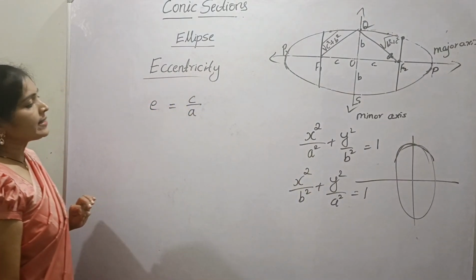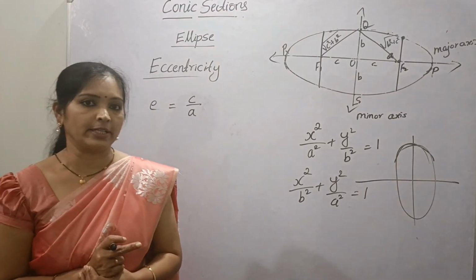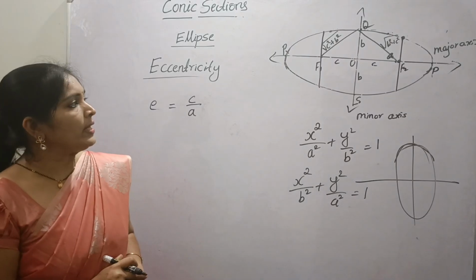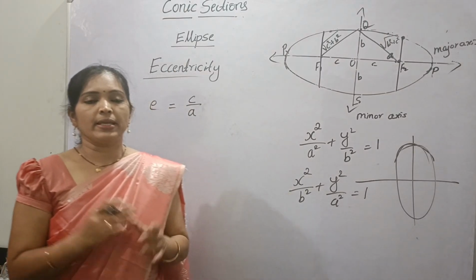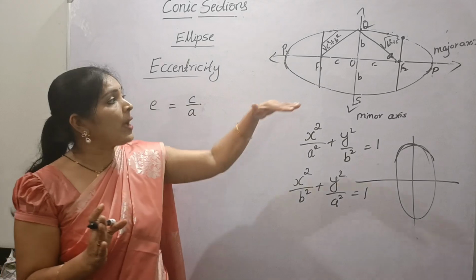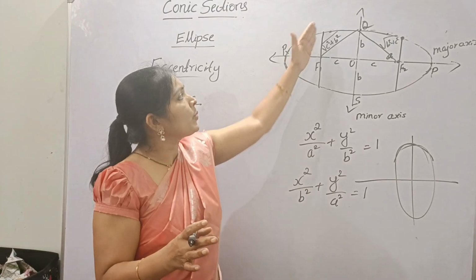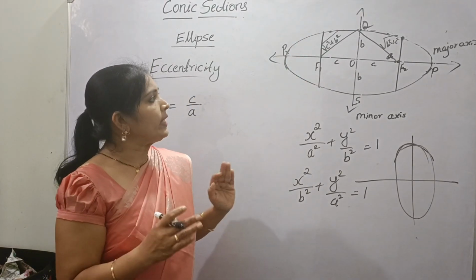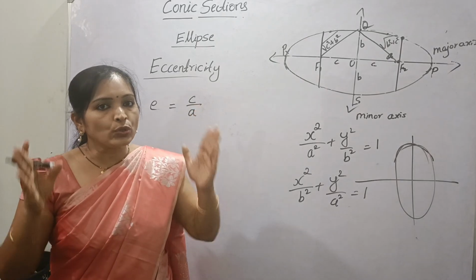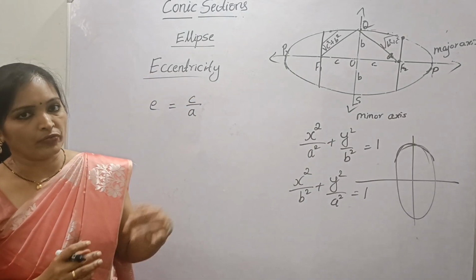Okay. Next, in the parabola we have found the length of the latus rectum, right? So here also we have to find the length of the latus rectum. So what is the latus rectum here? It is the line segment perpendicular to the major axis, passing through the foci, with end points on the ellipse. So two latus rectums are there, because there are two foci. Let us find the length of the latus rectum of the ellipse.